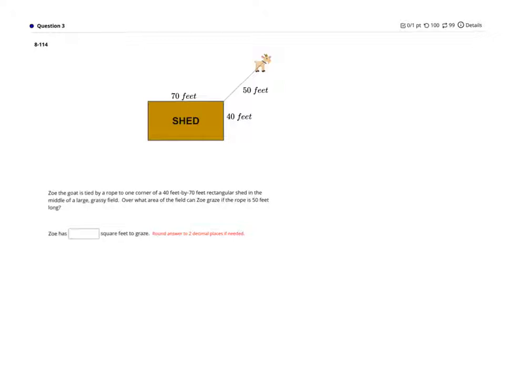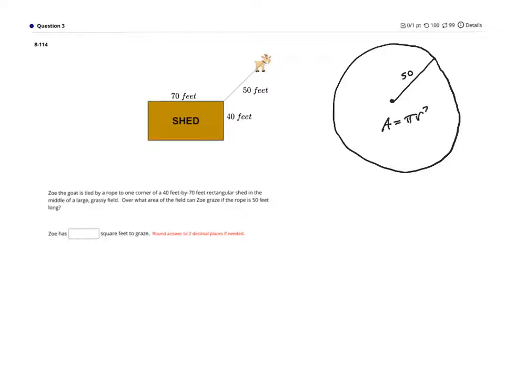So let's talk about this for just a second. If Zoe had a rope that was 50 feet long and there was no shed in there, Zoe could graze all the way around in a circle so that it would look something like that. So to find the area that Zoe could graze, all we would have to do is pi r squared, and that would give us the amount of area that Zoe could graze. However, there's a shed there that's restricting some of the places that Zoe could go.